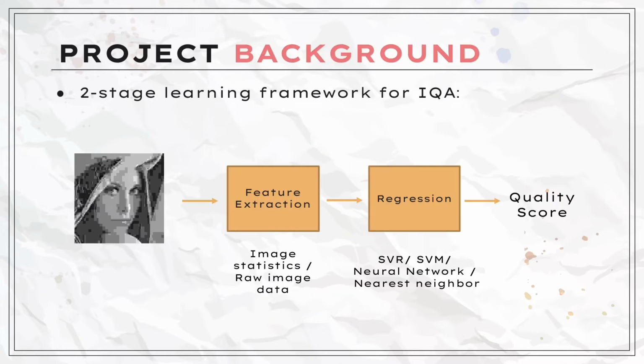First things first, let me introduce the project background. First, we need to insert the image in the model, and the model has two stages. Stage 1 is extracting features from the image in statistical form. After we get the result from feature extraction, we insert the result in stage 2, which is the regression model. The function of regression is to train the model how to predict a quality score. Regression has various algorithms, for example, SVR, SVM, or neural network.